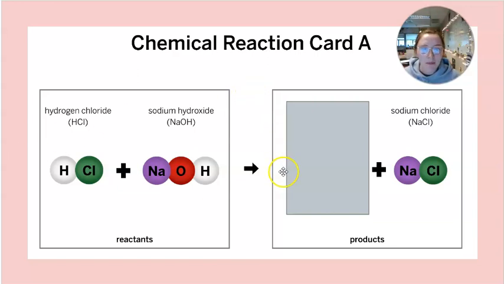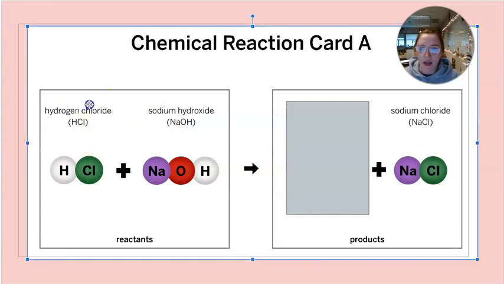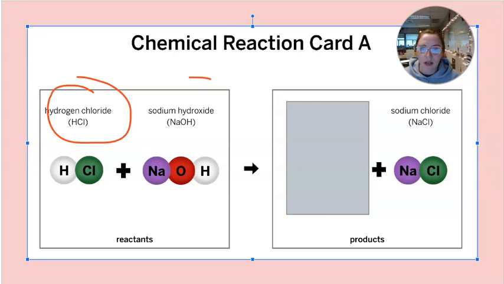Okay. So here we have a chemical reaction. Let me grab my little marker. We have hydrogen chloride plus sodium hydroxide. Now, in my reactant side, I'm going to look at how many atoms I have total. If I count, I have 1, 2, 3, 4, 5 total. So that tells me I must have 5 total on this product side.